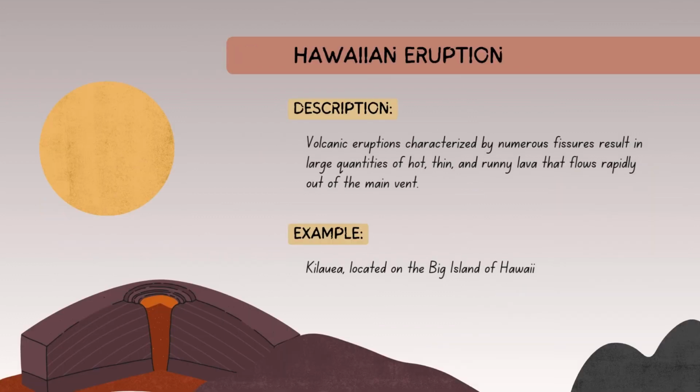Next, Hawaiian eruption. This volcanic eruption is characterized by numerous fissures that result in large quantities of hot, thin, and runny lava that flows rapidly out of the main vent. For example, Kilauea, located on the Big Island of Hawaii.